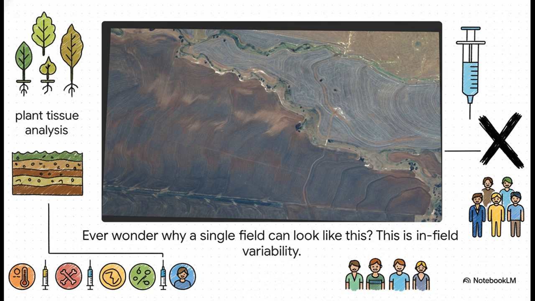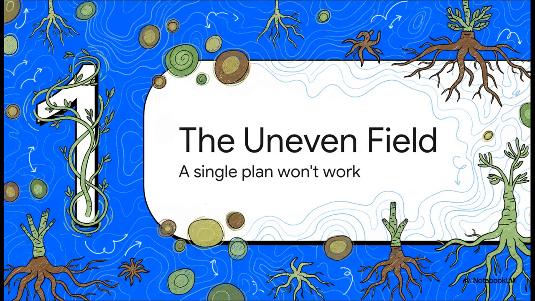That's kind of like a doctor giving every patient in the hospital the exact same pill no matter what's wrong with them. It just doesn't work. And in farming, what doesn't work? Well, it costs you. So our first step is to just acknowledge the symptom. We're dealing with an uneven field.